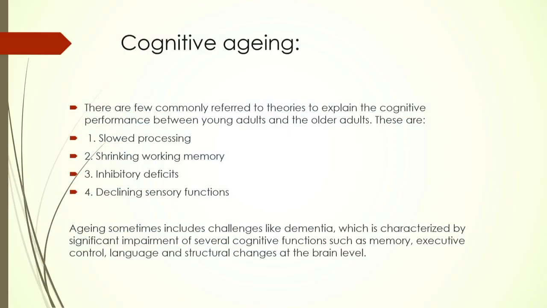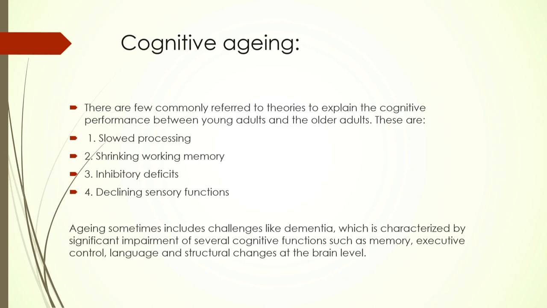And now we move on to cognitive aging, in terms of the various kinds of cognitive decline that we see among the elderly population. When we compare adults and older adults, as in the elderly population, we see a certain amount of decline in various cognitive capabilities.